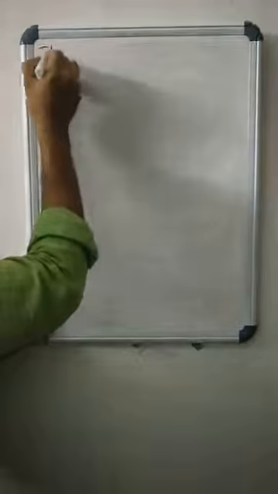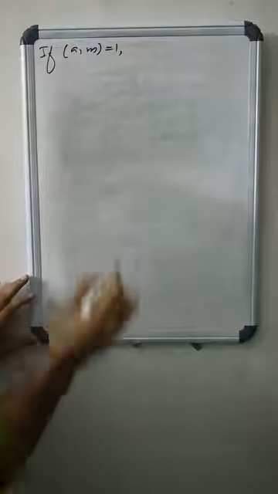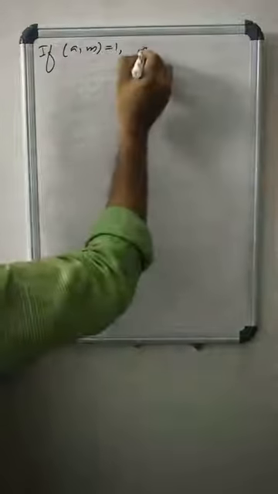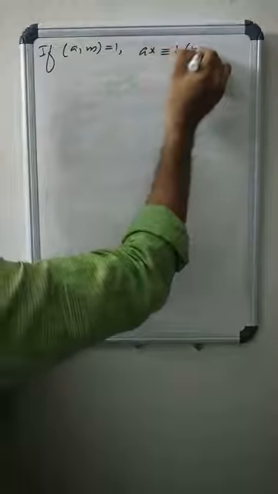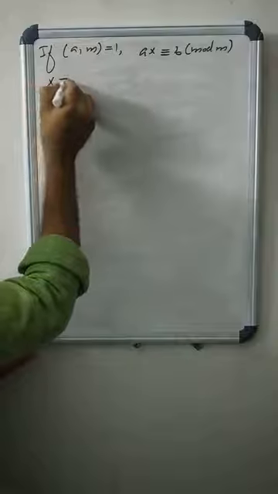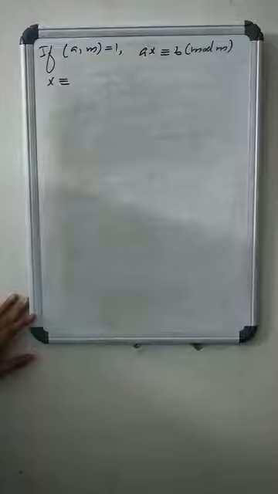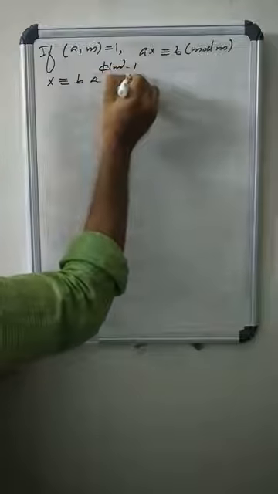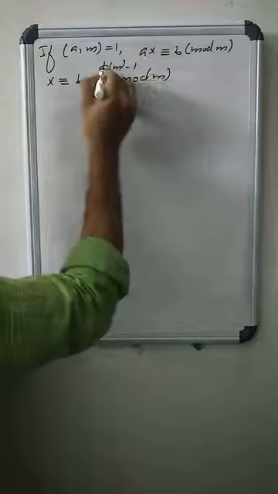So now there is a theorem. If a and m are relatively prime, there is a unique solution mod m of the linear congruence ax congruent to b mod m, and the unique solution mod m is given by x congruent to b times a^(phi(m) minus 1) mod m. So the theorem is important.